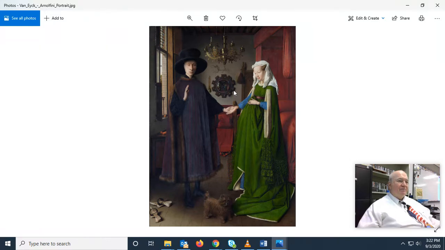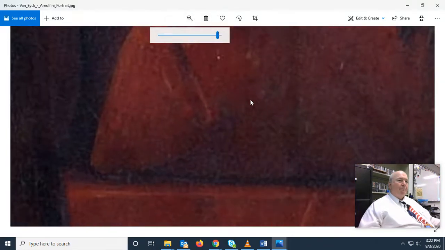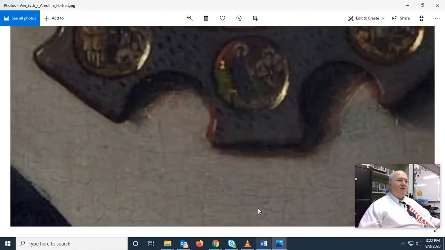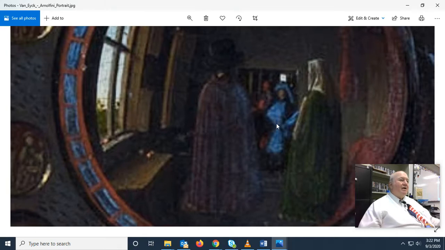And let me tell you something else. Look here. This is a mirror. It's a convex mirror. Convex goes out like this. Concave in. Convex out. And we probably can't do it because the quality of this picture is not good enough, but if you could blow it up, let's see what's in the mirror. Look here. See, the artist puts himself in the painting.